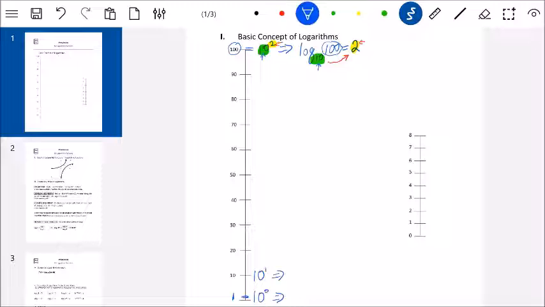So let's just come down here and write the same thing with this. So 10 is equal to 10 to the first power, which can be written as log base 10 of 10 is equal to the number 1. And here, log base 10 of 1 is equal to 0. Oh yeah, 10 to the 0 is equal to 1.